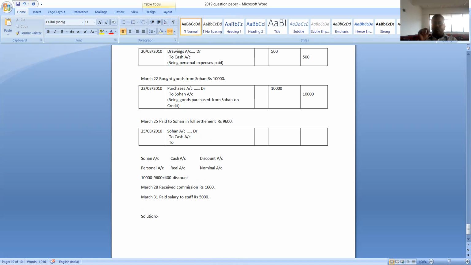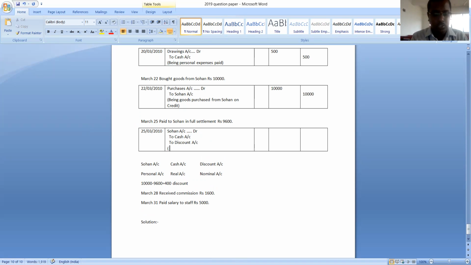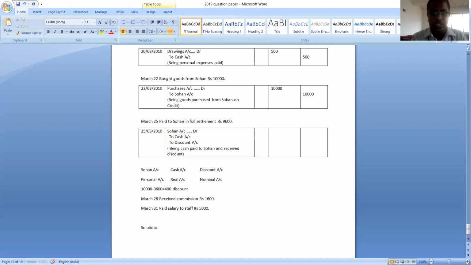So what is the credit rule of nominal account? Credit all incomes and gains. So here which account should be credited again? Discount account should be credited. What is the narration? Narration is being cash paid to Sohan and received discount. Okay, let us move on. How much is the amount?